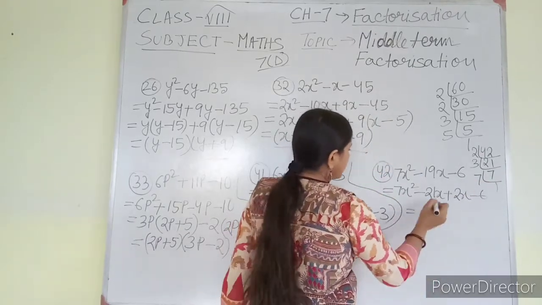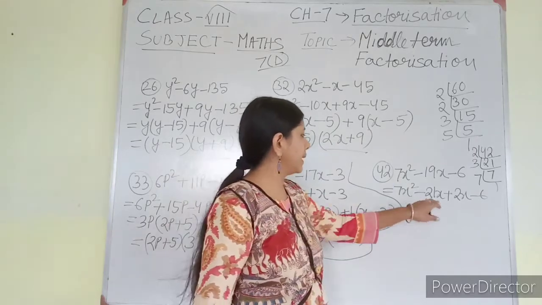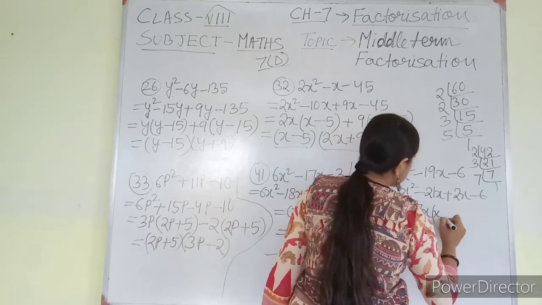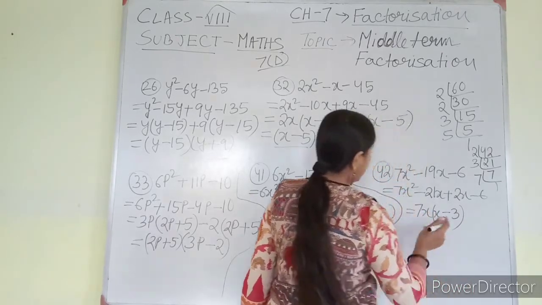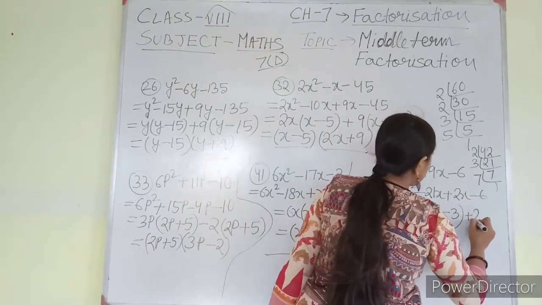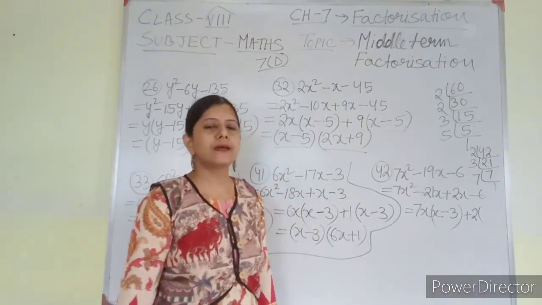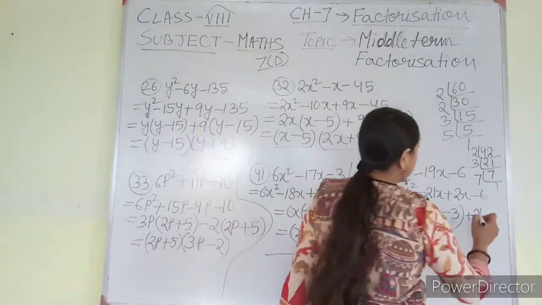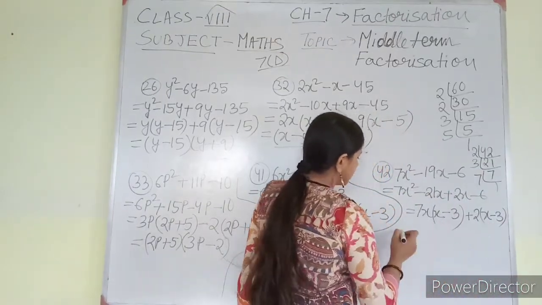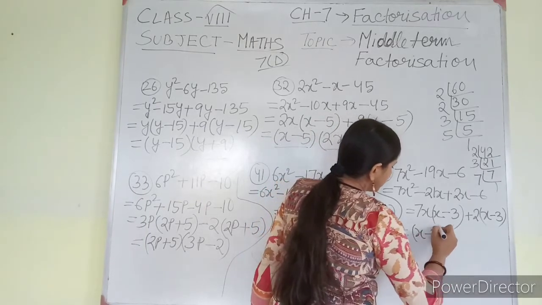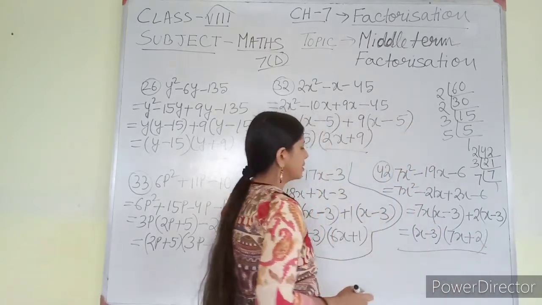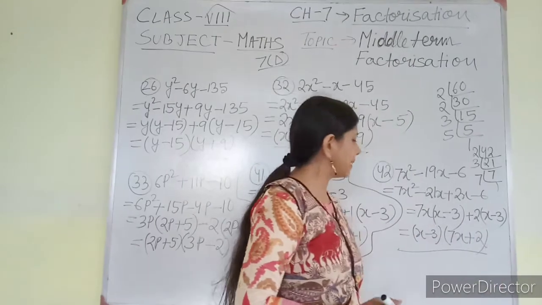Okay. Now I have to take common. 7 is a factor of 21, so from here 7x. What is left? x is left. 7 3s are 21. Out of 2x and 6, I can take 2 as common because 2 is a factor of 6. 2 3s are 6. So here x and here minus 3. So now x minus 3 and x minus 3 is the common term. What is left? 7x plus 2. So you got the answer. The factors are x minus 3 and 7x plus 2.